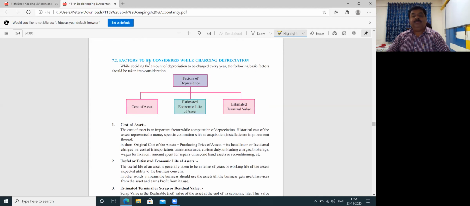Now, factors to be considered while charging the depreciation. While deciding the amount of depreciation to be charged every year, the following basic factors should be taken into consideration. Factors of depreciation: cost of asset, very important; estimated economic life of the asset, say 5 years, 10 years, like this; and estimated terminal value, also called scrap value or residual value.